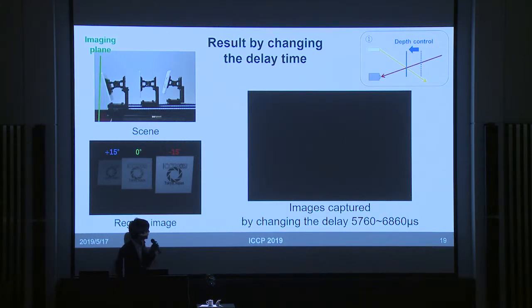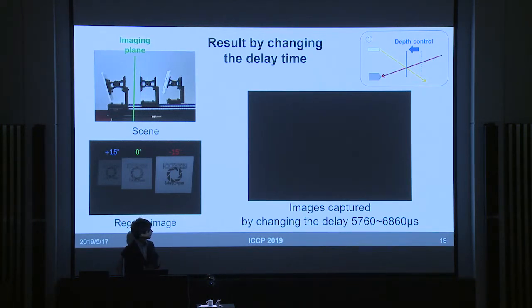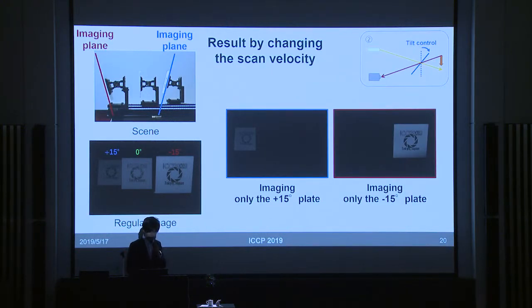Notice how only one target is captured at a time. Similarly, changing the scanning velocity allows us to capture the slanted target independently. As shown in this figure, only one target is captured by each sloped imaging plane.